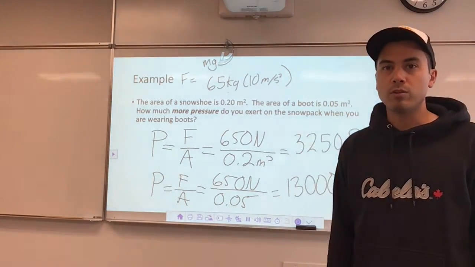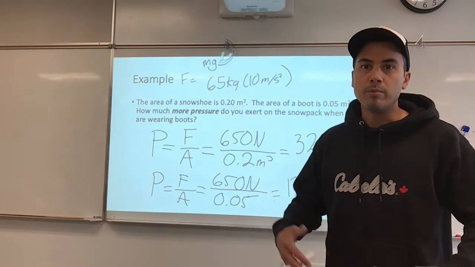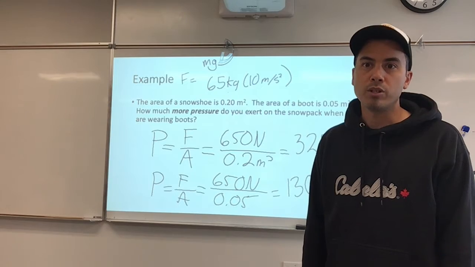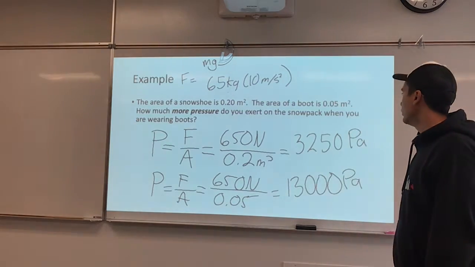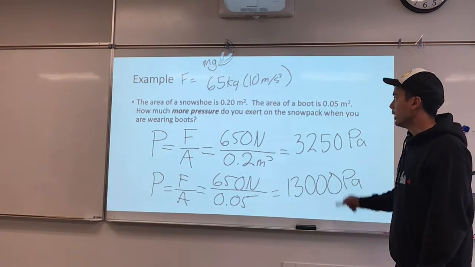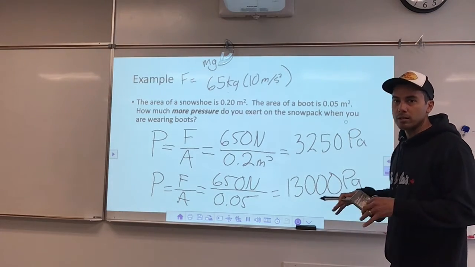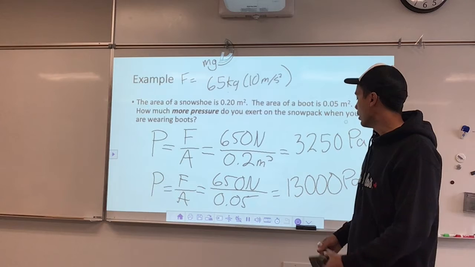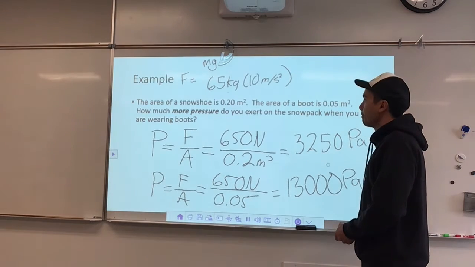If the snowshoes are 4 times the area, I'm spreading out my weight over 4 times as much area. So with boots, since I have 4 times the amount of pressure, I'm going to sink through a lot easier.